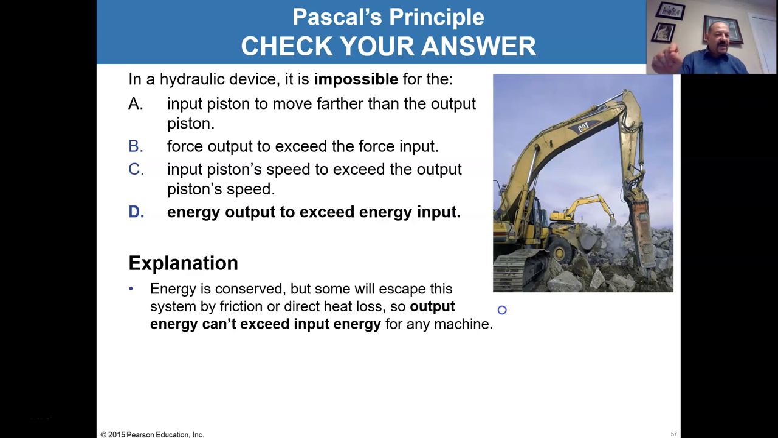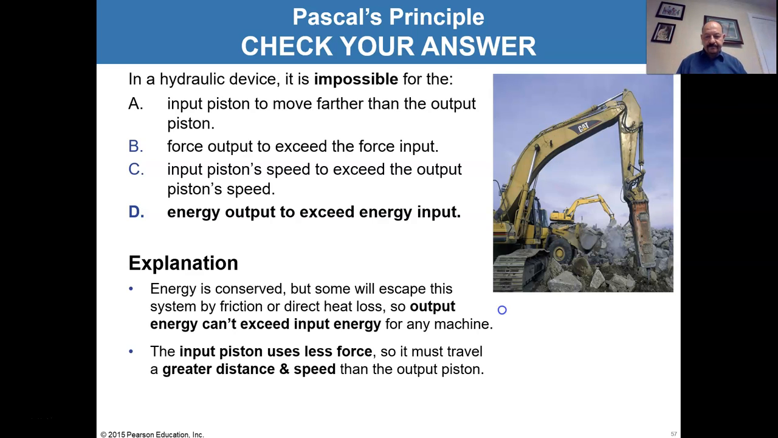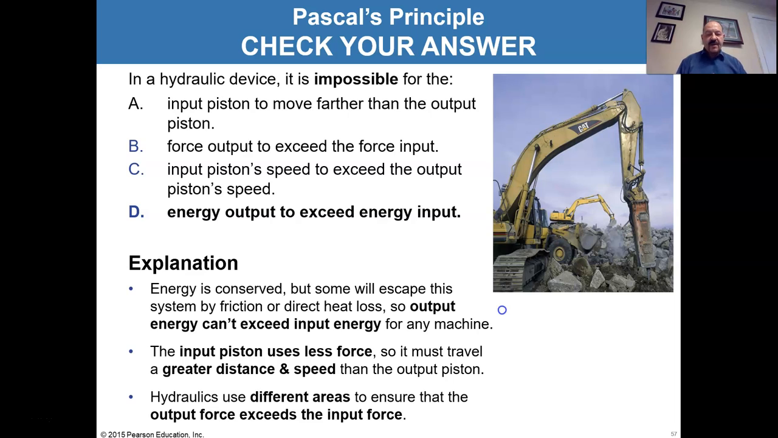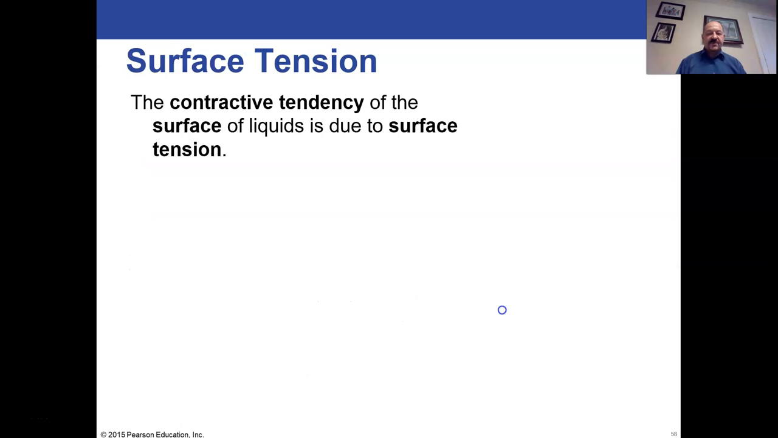In theory, they could be equal. That's the best you can do. So the input piston uses less force, so it has to do greater distance and therefore move at a faster speed. The hydraulics use different areas, so the output force always exceeds the input force.